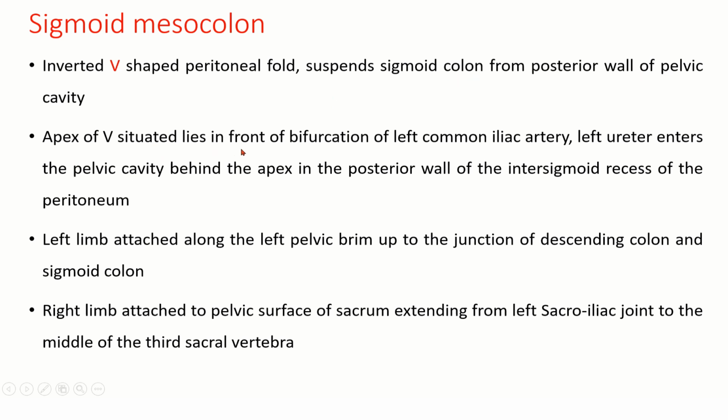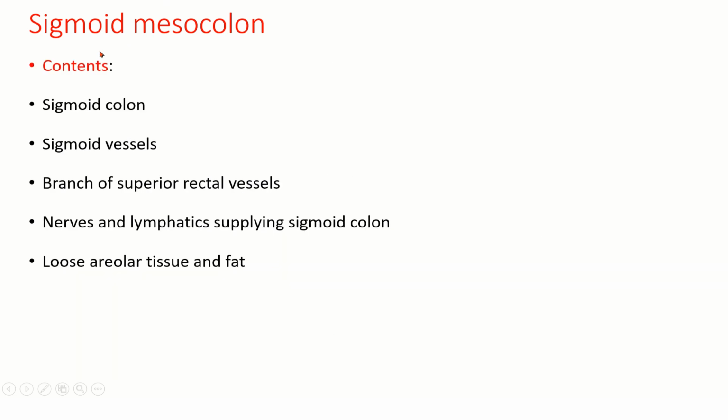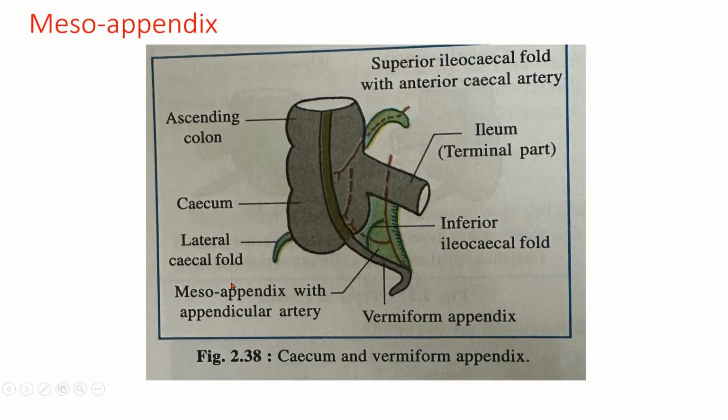The apex of the V is situated in front of the bifurcation of the left common iliac artery, and the left ureter enters the pelvic cavity behind the apex, in the posterior wall of the intersigmoid recess of the peritoneum. I'll show you the intersigmoid recess at the end of this session. Then the left limb is attached along the left pelvic rim up to the junction of descending colon and sigmoid colon. The right limb is attached to the pelvic surface of the sacrum, extending from the left sacroiliac joint to the middle of the third sacral vertebra. The contents of the sigmoid mesocolon are the sigmoid colon, sigmoid vessels, branches of superior rectal vessels, and then nerves and lymphatics supplying the sigmoid colon, and loose areolar tissue and fat.